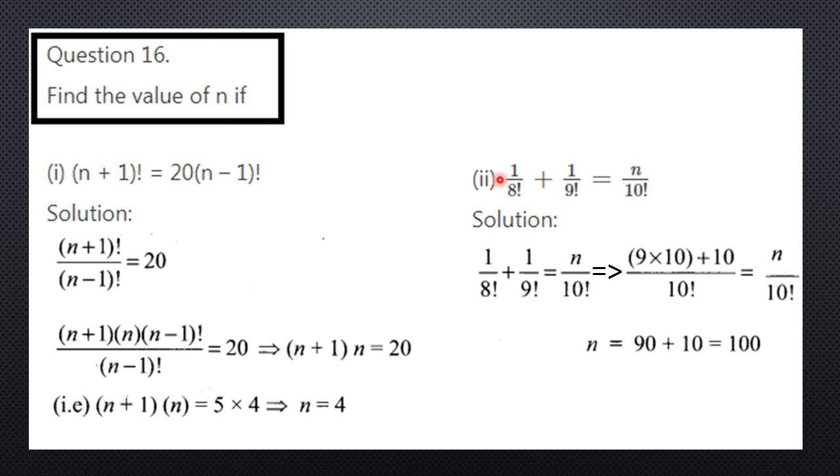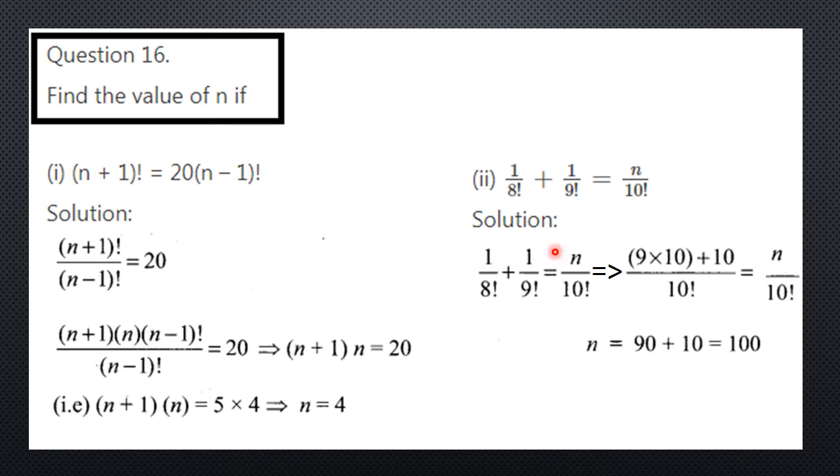Next, 1 by 8 factorial plus 1 by 9 factorial equal to n by 10 factorial. What is n? That is the question. Now find the LCM of the left hand side. I can consider the LCM as 10 factorial. Here we have 8 factorial only, so multiply and divide by 9 into 10. Multiplied by 9 into 10, totally it is 10 factorial.